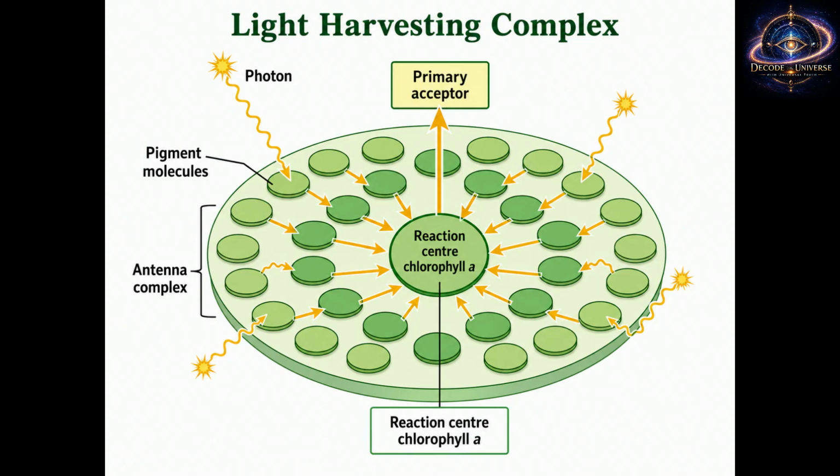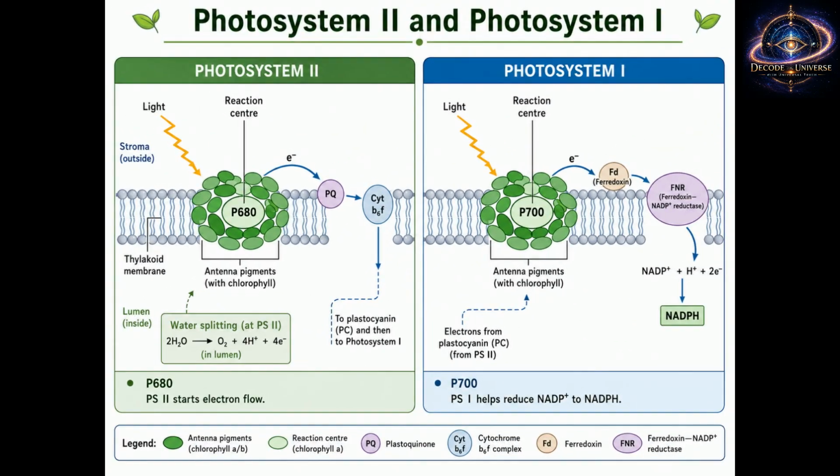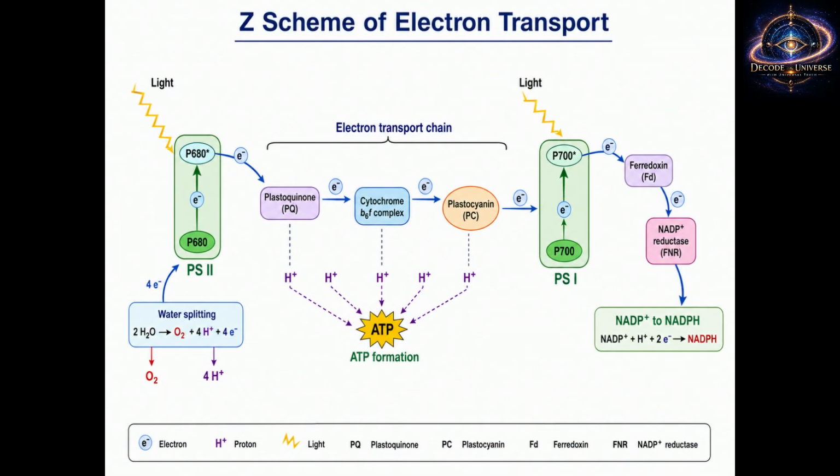Q4. Where does photosynthesis take place? Photosynthesis mainly takes place in green leaves, especially in chloroplasts present in mesophyll cells. Q5. What is the role of chlorophyll? Chlorophyll absorbs light energy, mainly from blue and red regions of the visible spectrum. Q6. What are accessory pigments? Chlorophyll b, xanthophylls, and carotenoids are accessory pigments. They absorb extra wavelengths of light and transfer energy to chlorophyll a.